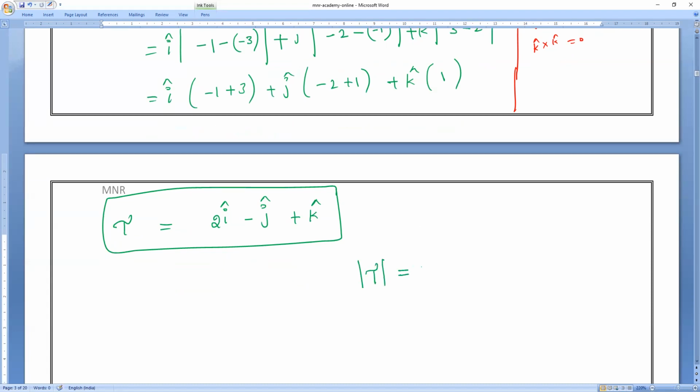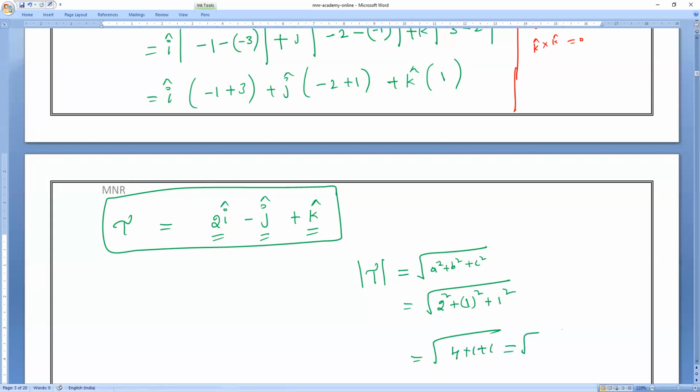The magnitude of torque is equal to root over a square plus b square plus c square. That's what you can write. So a square value is 2 square, plus b square value 1 square, plus c square value 1 square, equals 4 plus 1 plus 1. Which is equal to how much, guys? Root 6, root of 6 Newton meter. So that is the magnitude of torque.